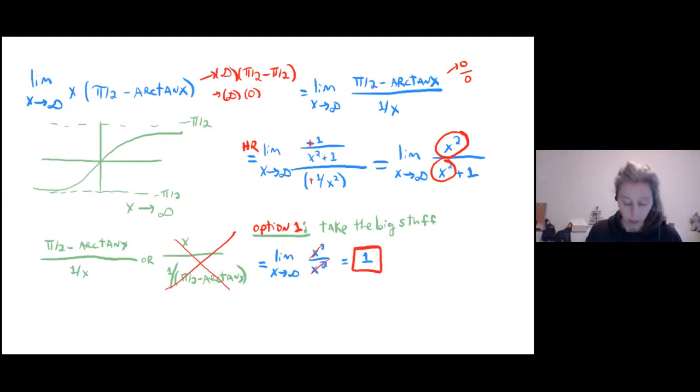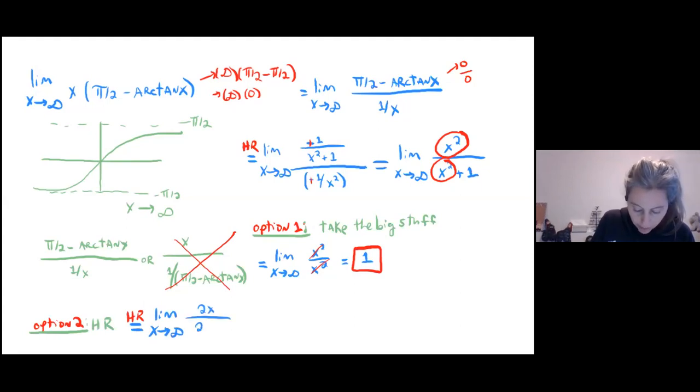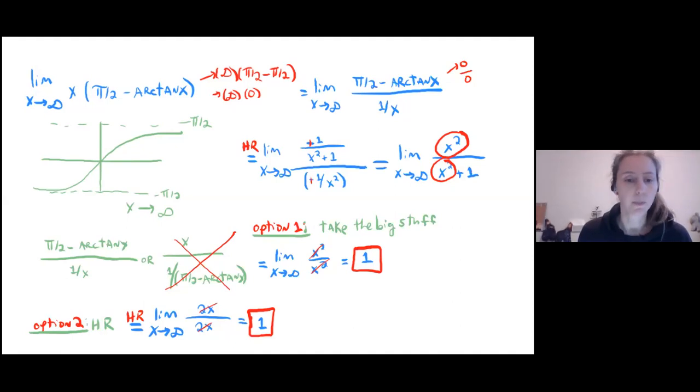So that's my first option, but I also have this second option. My option 2 is to use L'Hopital's rule. So I'll end up with the limit as x approaches infinity. The derivative of the top gives me a 2x. The derivative of the bottom also gives me a 2x. And notice those both cancel out, and I end up with a 1 either way. So either one of those options is perfectly valid.